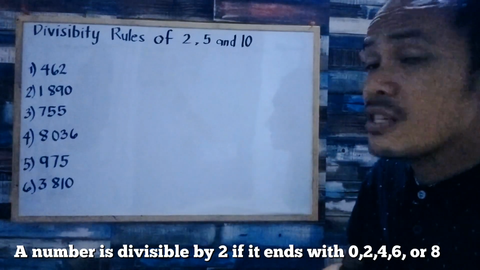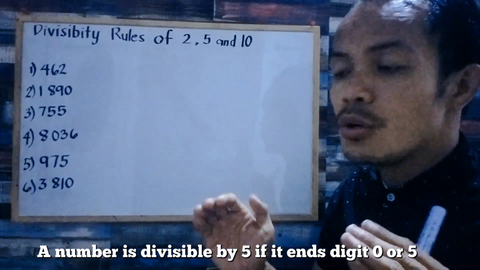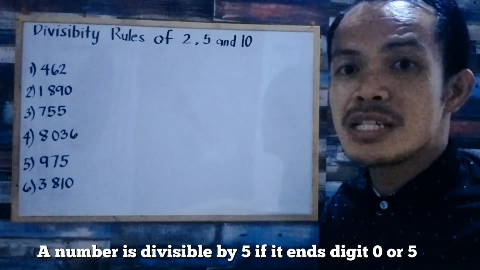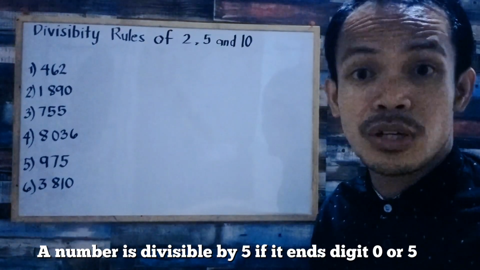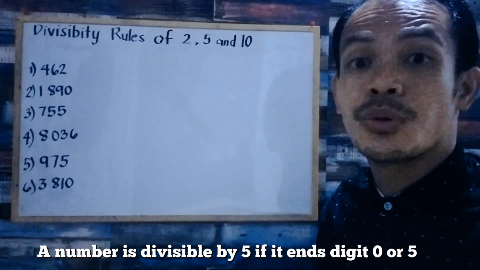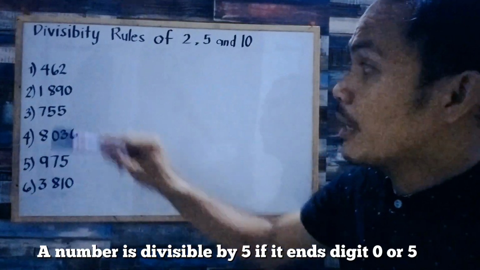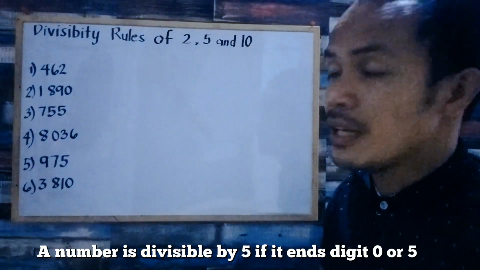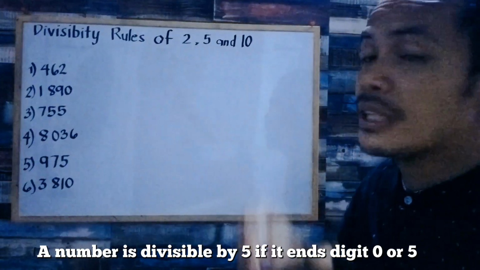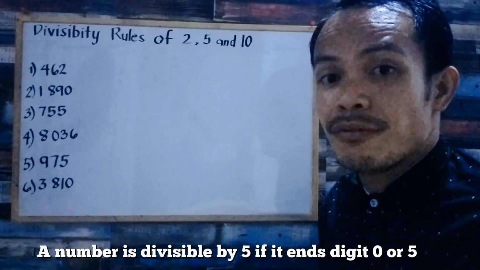And why is it divisible by 5? Always take note that a number is divisible by 5 if the number ends with digit 0 or 5. And 1890 ends with 0. So that is definitely divisible by 5.